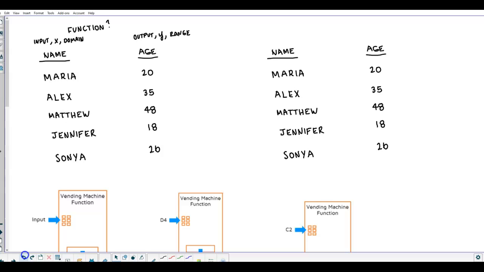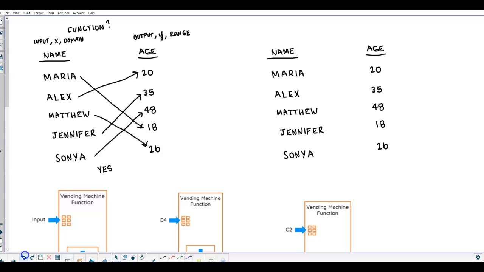Okay, so let's say that we know that Maria is 18 years old. We can say that Alex is 20. We can say that Matthew is 26. Jennifer is 35, and Sonia is 48. So again, we want to know, is this a function or not? Well, it is a function, and the reason why is because each particular name has one output, meaning one age. So therefore, this is a function. This will be considered yes.